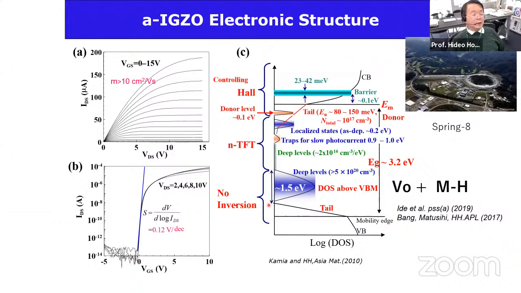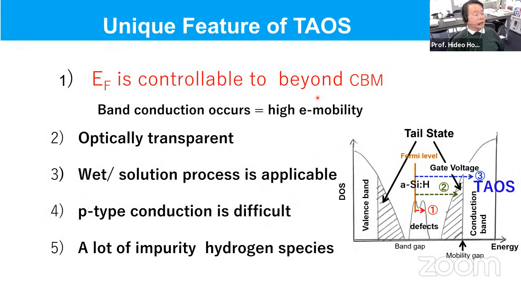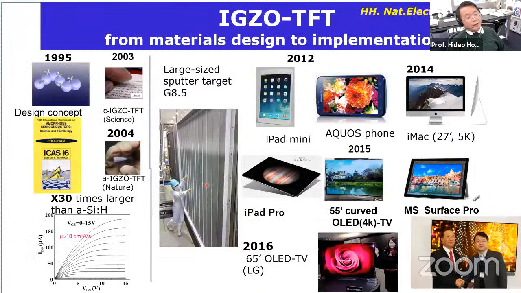So you can see the high mobility in the on state and the low power consumption in the off state. This is a unique feature of a transparent oxide semiconductor: the Fermi level is controllable beyond the CBM. Okay, this is the current state.